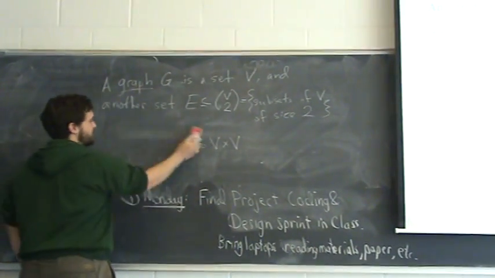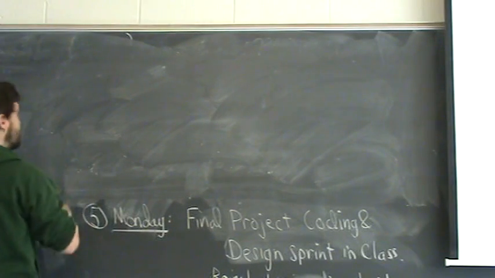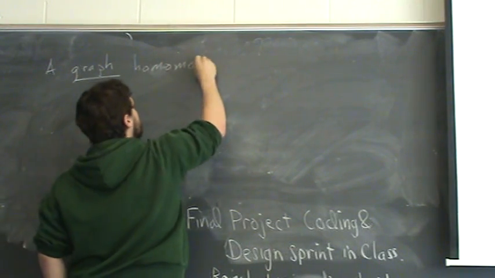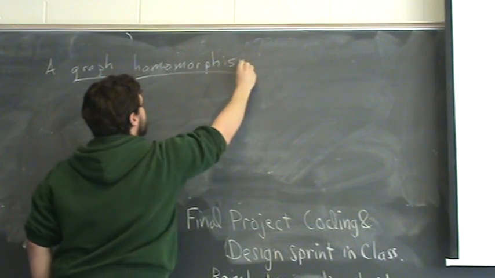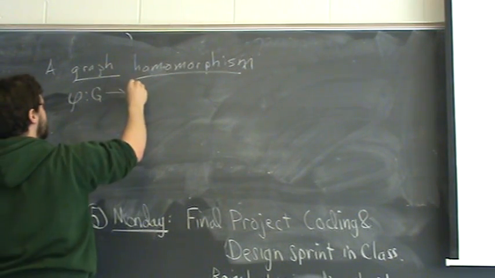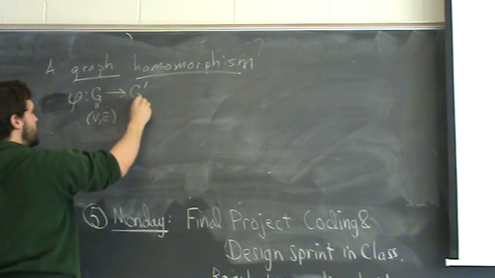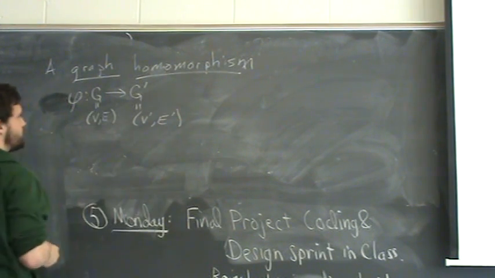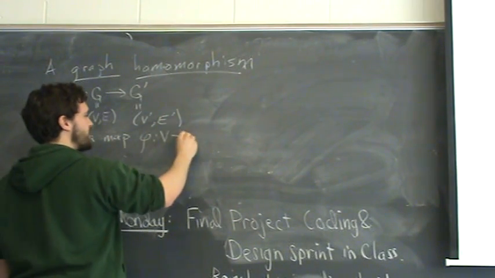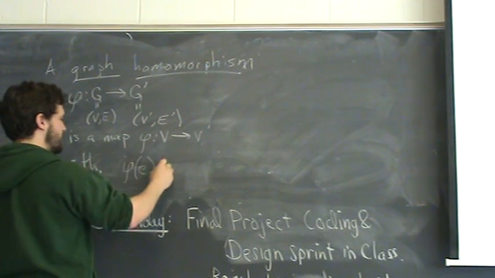I should also go over what morphisms look like. So anytime you learn about a new mathematical object, you learn about the objects themselves and then what the maps do. So a graph homomorphism, let's say from G to G prime. So I'll say G has vertex set V and edge set E, and G prime will be V prime, E prime. So it's a map from the vertex set of one to the vertex set of the other such that the image of any edge is an edge.